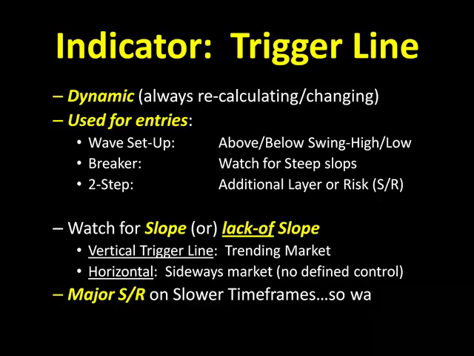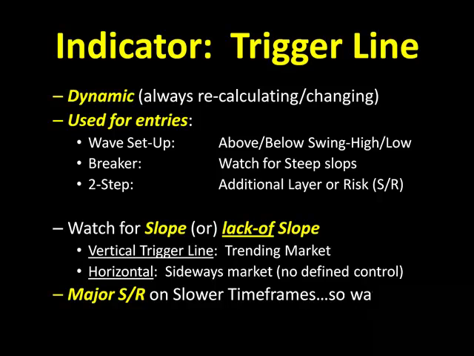For a breaker setup, we want to wait and watch to make sure that this trigger line is nice and steep. So I want to have a nice steep slope to my trigger line to make sure that I can take that breaker pattern. And then lastly, for a 2-step pattern, it's an additional layer of risk that I must be aware of where it is. So for a 2-step pattern, it's a support and resistance level that I need to be aware of so I can avoid trading into that level. So 3 patterns, 3 different ways to use the trigger line.